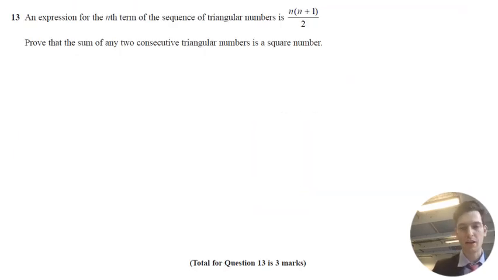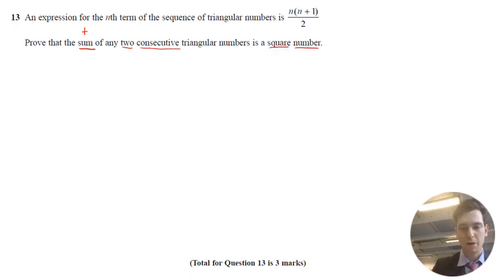Okay, this I thought was a really challenging question. It says an expression for the nth term of the sequence of triangular numbers is n brackets n plus 1 over 2. Prove that the sum of any two consecutive triangular numbers is a square number.